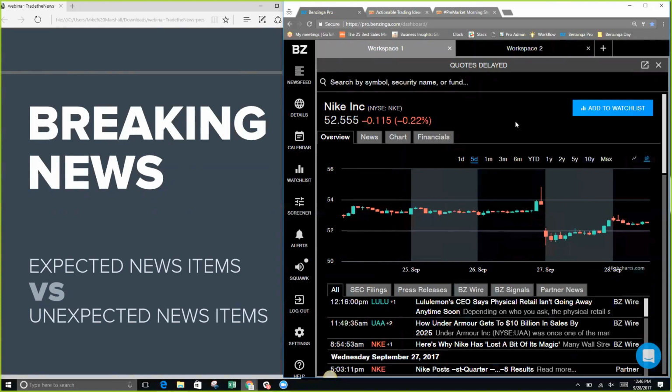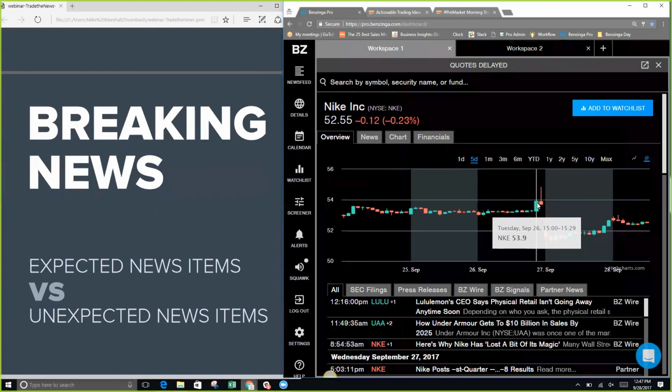Okay, so look at what happened here in Nike shares. The company had earnings. Let me mouse over here real quick, Mike, if you don't mind. So what timestamp was this? Okay, this bar is showing about 3 o'clock to 3:30. That's about the 30-minute bar, the bar right before the close. So look what happened here.